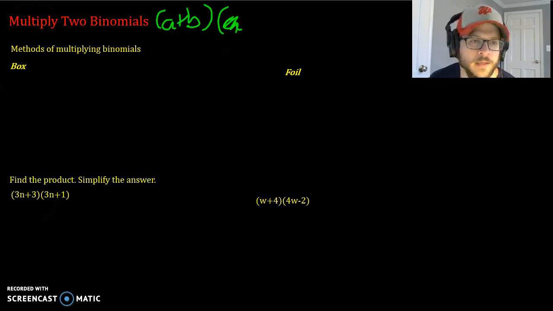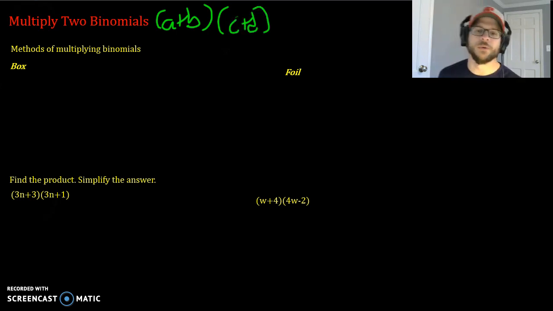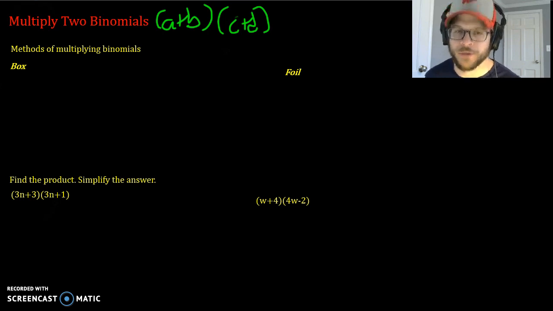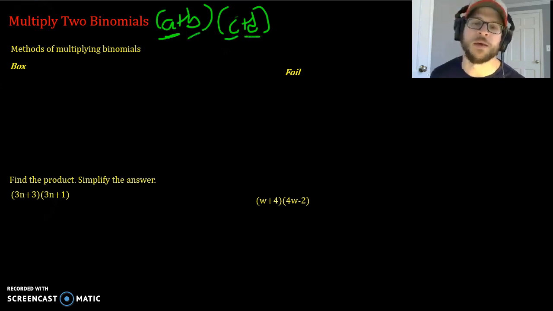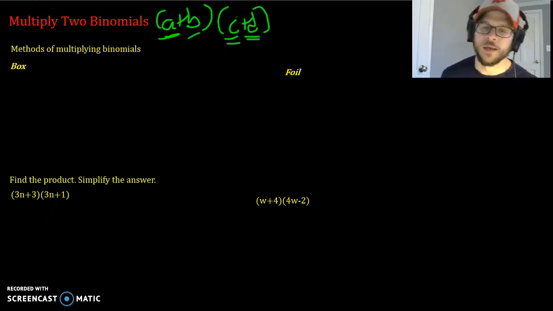now a c plus d, so they could be different terms. Now there are four total terms within this multiplication problem, and you have to make sure that you are multiplying every single term times the other one, both of the terms, if that makes sense. So you're taking your a and multiplying it by both your c and your d. You're taking your b and multiplying it by both your c and your d.